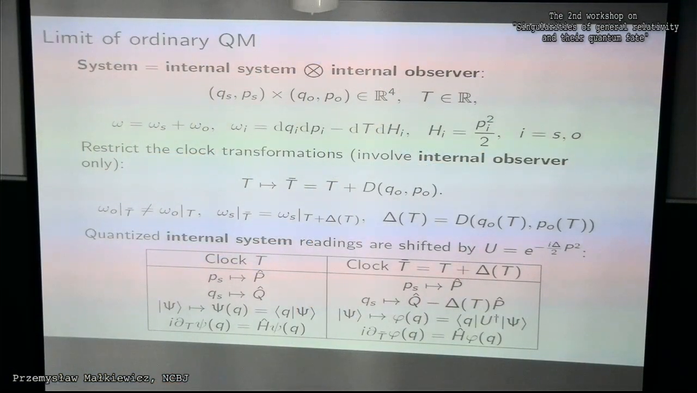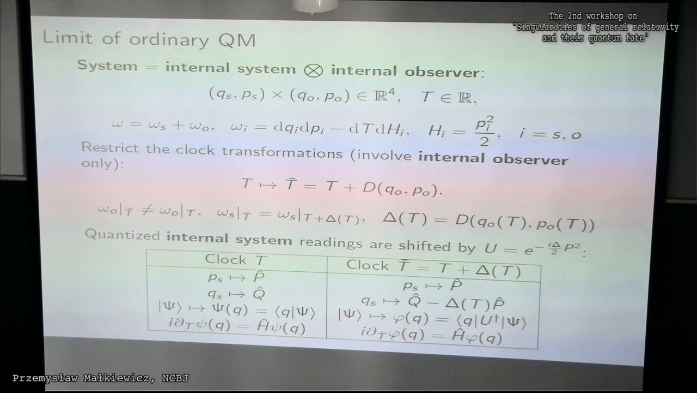Now the limit. I told you that it includes ordinary quantum mechanics. It's an extension. And here is how I think about ordinary quantum mechanics within this formulation. You can say that the entire system can be decomposed into two sets of degrees of freedom. One set I will call the internal system, and the other I will call the internal observer. And then here I just model the system with the motion of a free particle in higher dimensions.